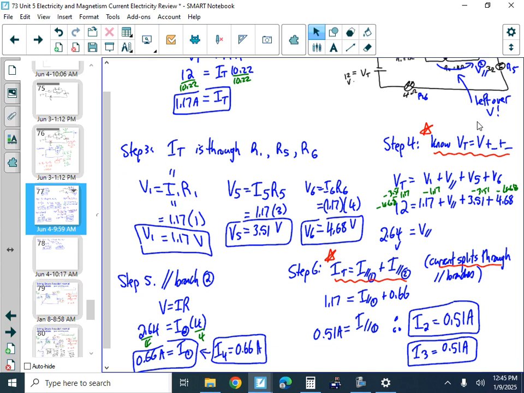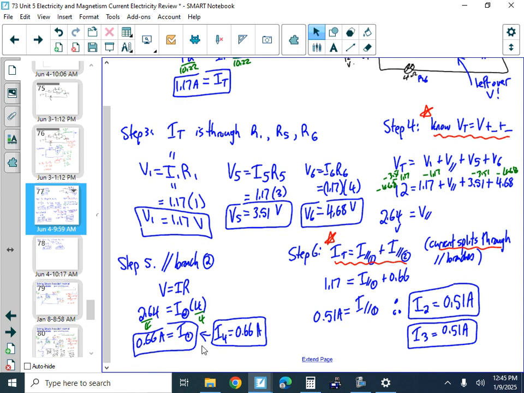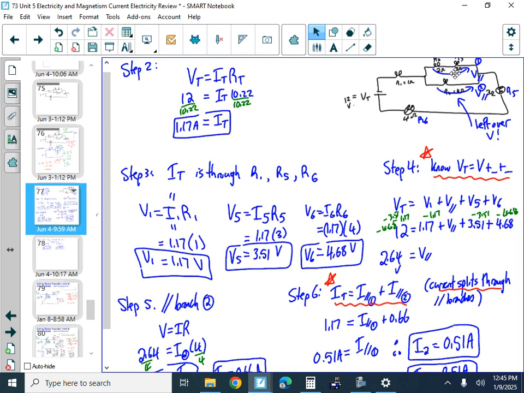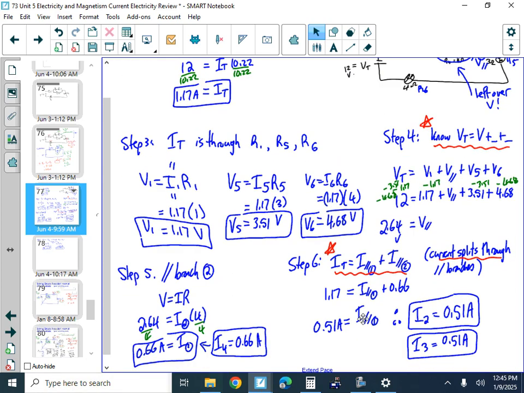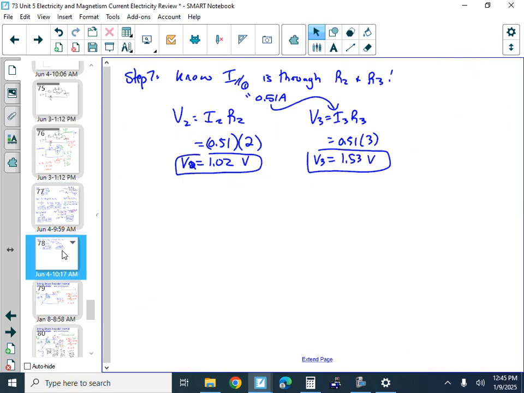And then you say, okay, well, I know the voltage across this exact resistor is 2.64, so I get the current that flows there. And then you have to realize, okay, out of the 1.17 amps, 0.66 is going this way, the rest goes the other way. That's this calculation right there. All right, and so eventually you just end up getting the current through each spot, and then finally, since we know the current that's through here, we can get the voltage across each part.